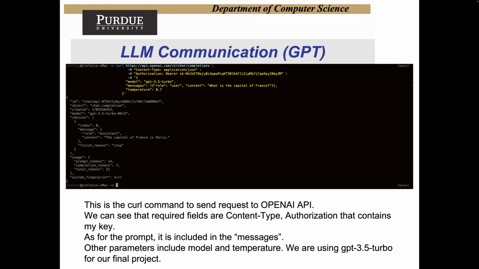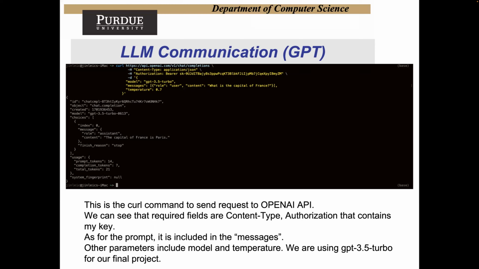And the main or the core function of our app is to communicate with large language models. So here we demonstrate how to communicate with GPT. You can see here that we run a curl command. And in this curl command, we can see the URL and the required fields that we need to fill. For example, the content type, which is JSON, and the authorization, which contains my key.